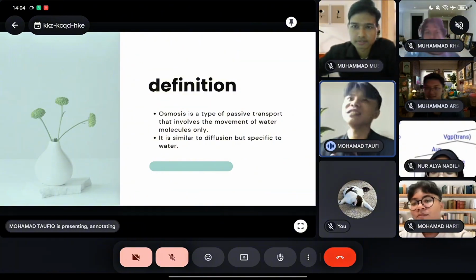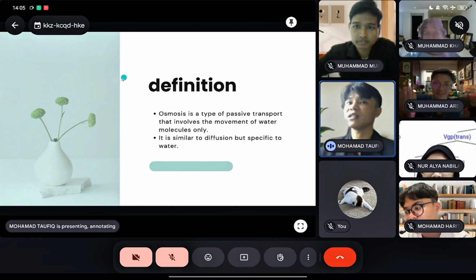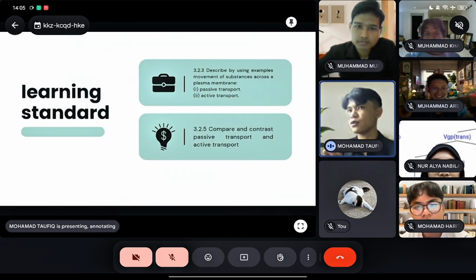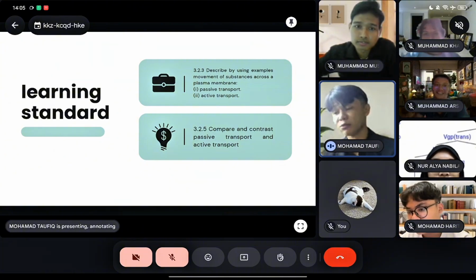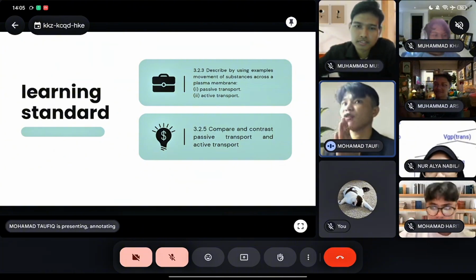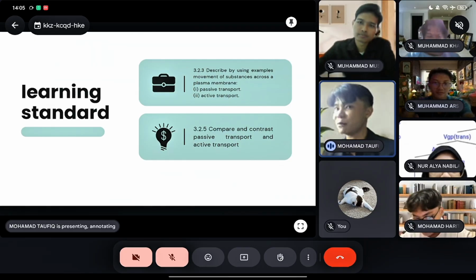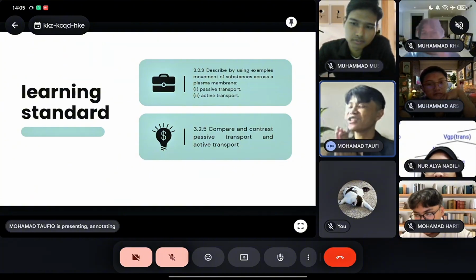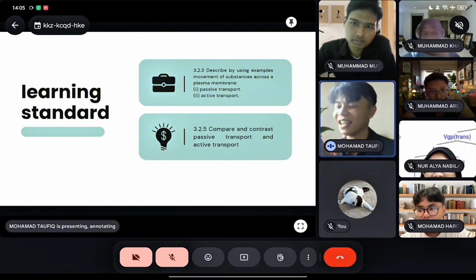Now, we have achieved the learning standard that we set just now, which is to describe, using examples, the movement of substances by passive and active transport. For example, for passive transport it is osmosis, and for active transport it is the sodium potassium pump. You also know how to compare and contrast passive transport and active transport. So that's the end of our lesson for today.